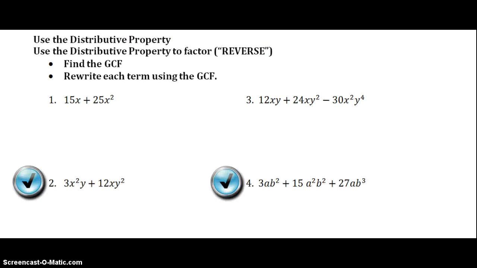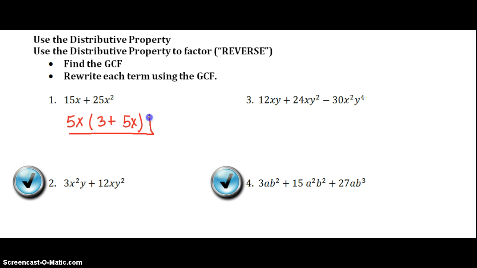So let's see if we can use the reverse distributive property to factor these problems here. So what is the greatest common factor between 15x and 25x squared? Well, they're both divisible by 5 and they both have an x. So if I take out the 5x, I have 3 left. I'm dividing. 15x divided by 5x leaves me with 3, and 25x squared divided by 5x leaves me with 5x.